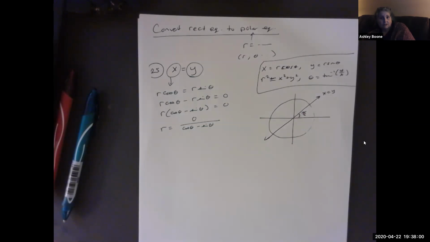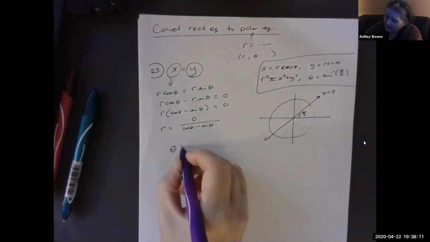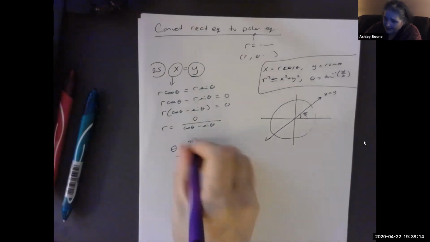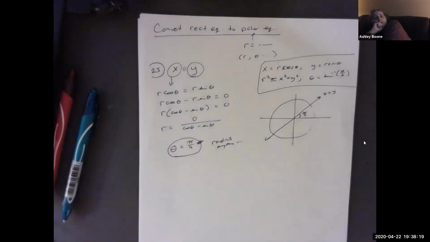So really for this one, anything that fits x equals y is just going to be the angle theta equals pi over 4. The radius could be anything. The radius r could be any number, because no matter how far out you go, you're still going to be on the angle theta equals pi over 4 every single time on that one. So this is another one of those special cases. Theta equals pi over 4.